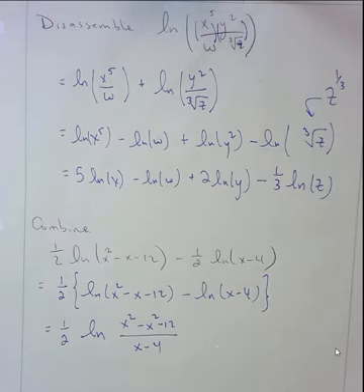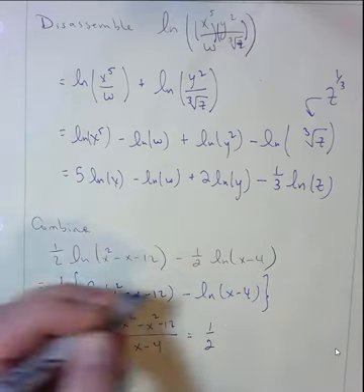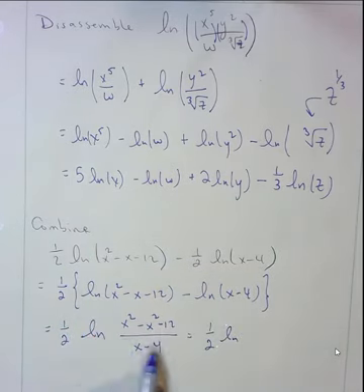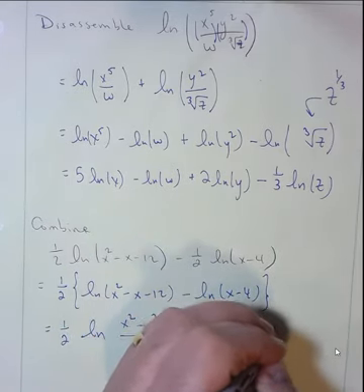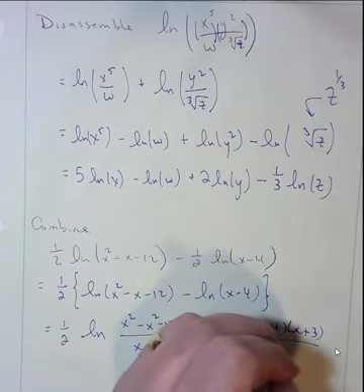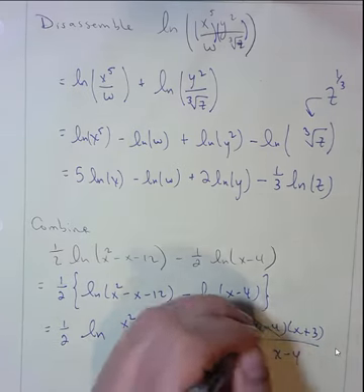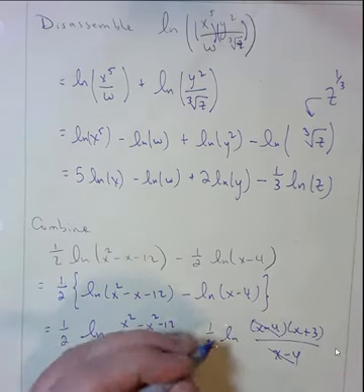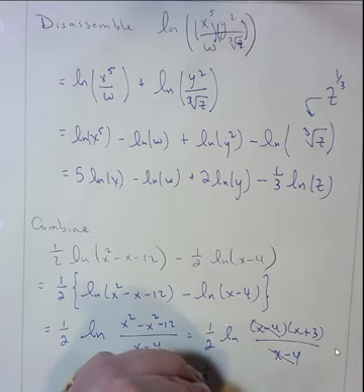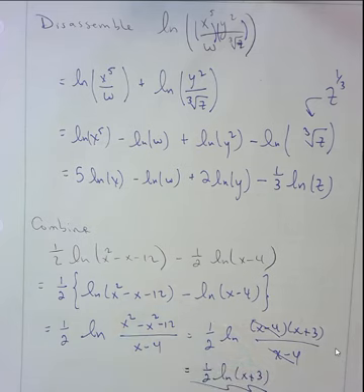And now we're basically done with the logarithm business, but here we can recognize, I bet that numerator factors, and in fact it factors into x minus 4 times x plus 3, and there's still an x minus 4 in the denominator, and look at that, cancellation. And so this thing simplifies all the way down to 1/2 times the natural log of x plus 3.